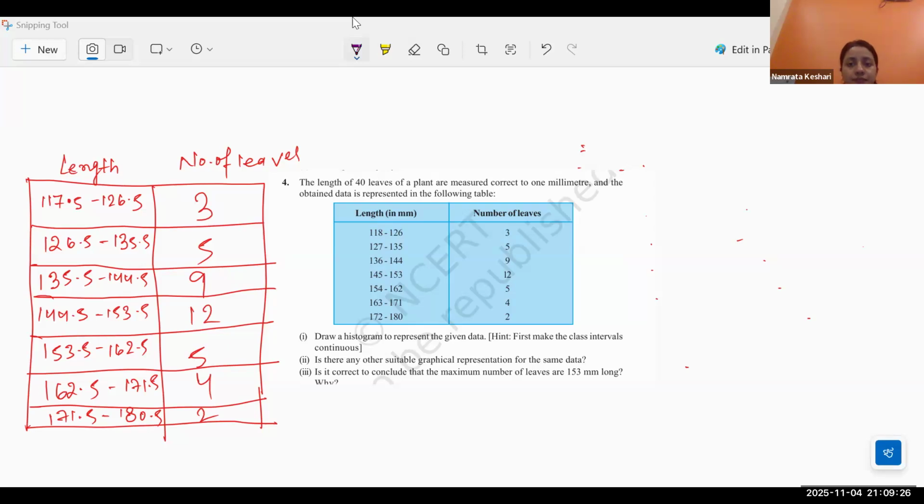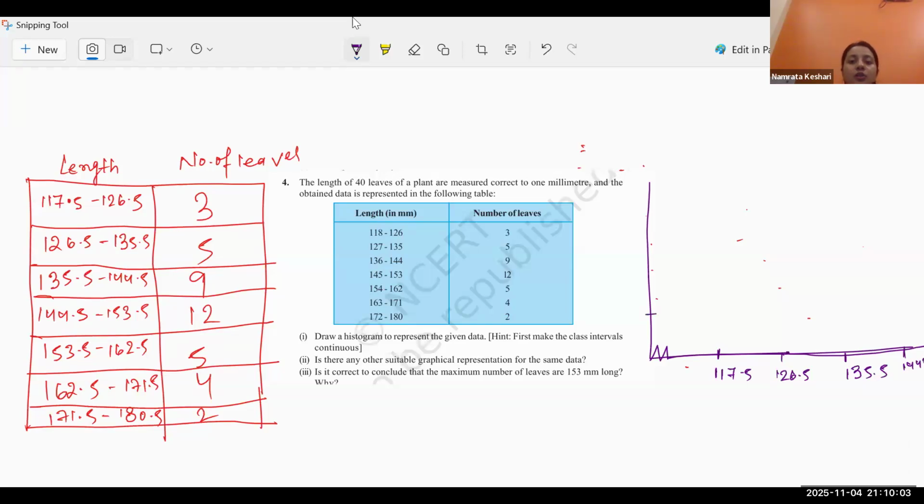So yeah, towards the x-axis you will be representing the class interval. Here there will be a kink or break. 117.5 to 126.5, directly you can represent it. The concept you learned in lower classes, that you need to take the gaps properly, you don't have to do here. Directly you can take 117.5 to 126.5, then 126.5 to 135.5, then 135.5 to 144.5. Directly you can write the class intervals.